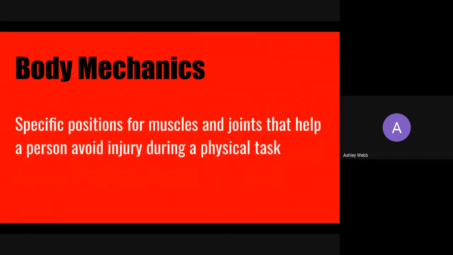The actual definition for body mechanics is specific positions for muscles and joints that help a person avoid injury during a physical task. So as for the example of weightlifting, we have a good wide base with our feet. We use our legs because we have the large muscle groups in our legs rather than putting all that strain on our back. Another example of body mechanics would be the positioning of secretaries or people that are at a desk all day. They're not going to have their keyboards in a bad position where their wrist is in a position of strain where they might cause carpal tunnel for being in that position all day.